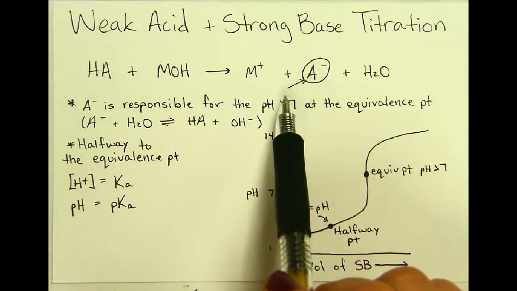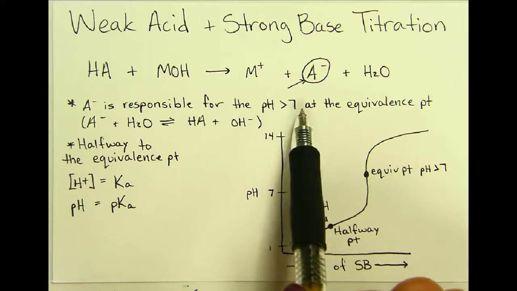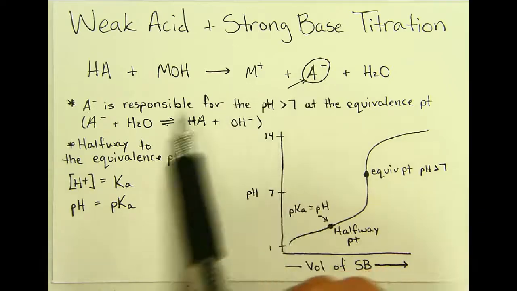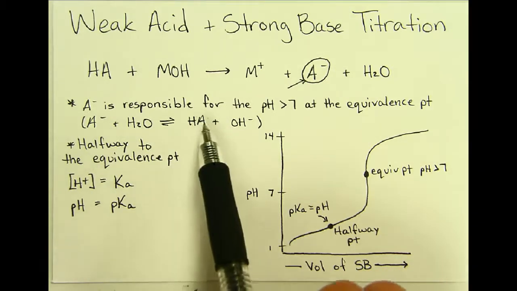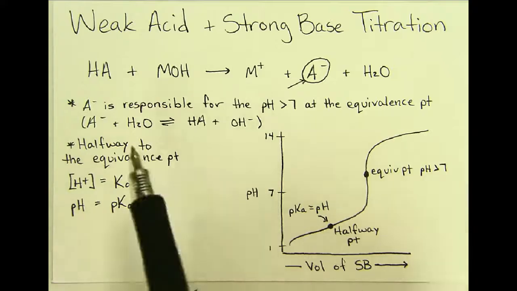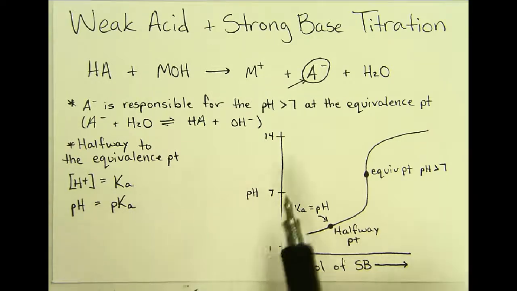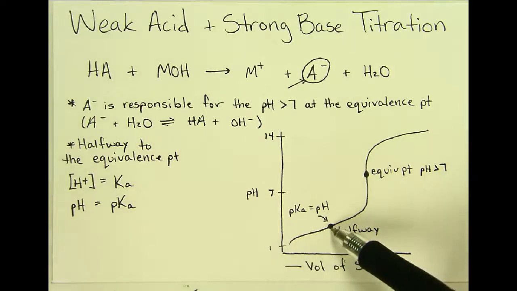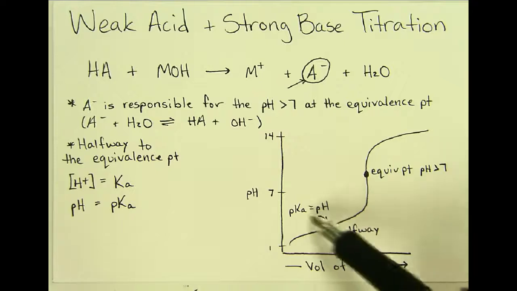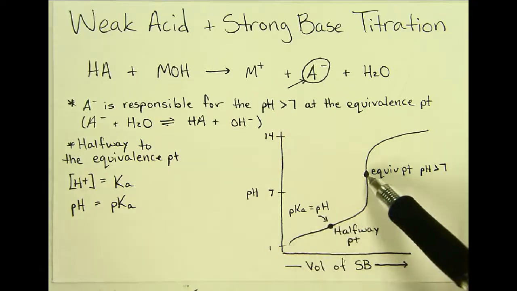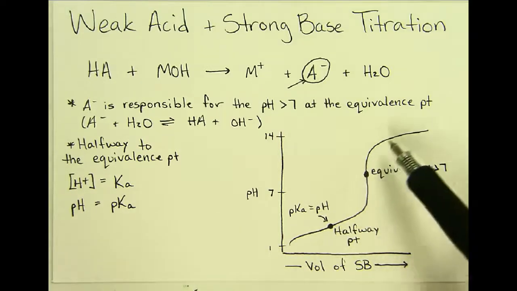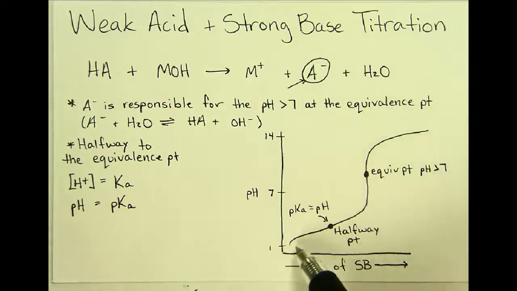That's going to be responsible for the pH being greater than 7 at the equivalence point, because this weak base reacts with water to yield the weak acid plus hydroxide ions. Halfway to the equivalence point, the hydrogen concentration equals the Ka, and the pH is equal to the pKa. So that would be here is the halfway point, where the pKa and the pH are the same. And then when we get to the equivalence point, notice it's a little greater than 7, and then it tapers off up here. And of course, this would be if we started out with an acid and we are titrating it with the strong base, adding strong base.